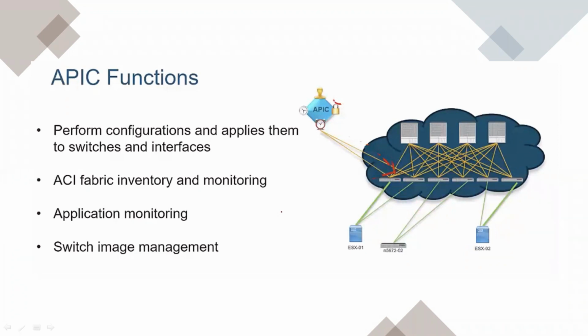I have a question here. Assume we have 200 switches. How do we control the image upgrade? Like if I have to just do the spine first and then the leaf, is there a way that we could control that? Right. So APIC upgrade, you generally first upgrade the APIC and then upgrade your spine.